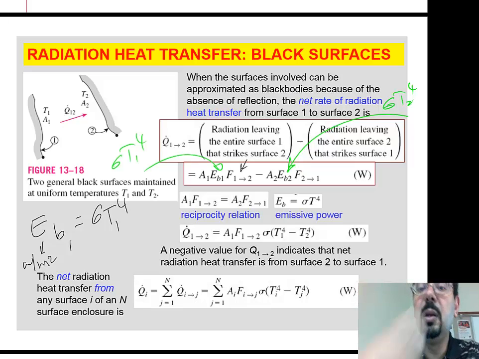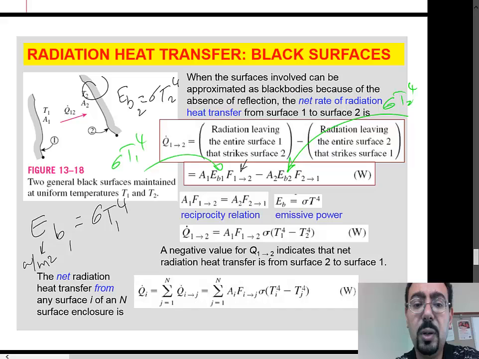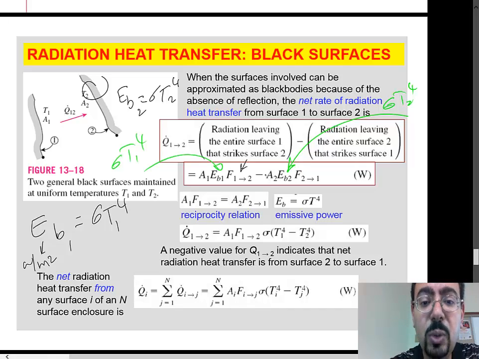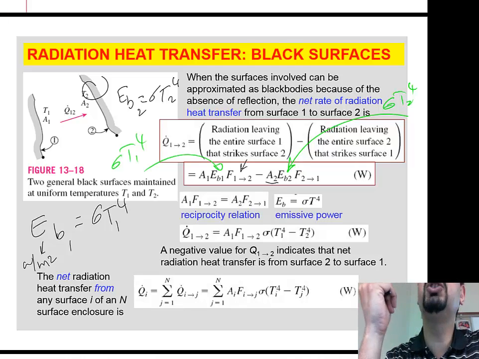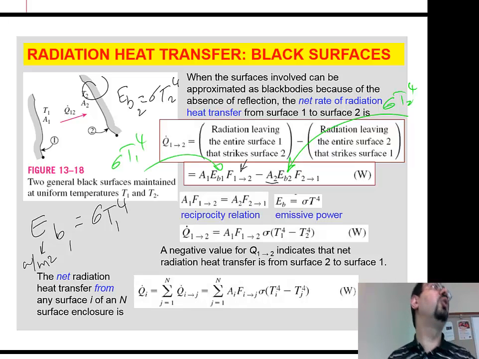At the same time, the story is also the same on the other side. That surface at T2 will radiate. The black body radiation is EB2, which is sigma T2 to the power 4, all right? And this radiation per unit area is watt per meter square. You multiply by area 2 and you get watts. Will all these watts leaving 2 end up going to 1? No, only a fraction. How much? F21. By definition, F21 is the fraction of radiation leaving 2 and going to 1.